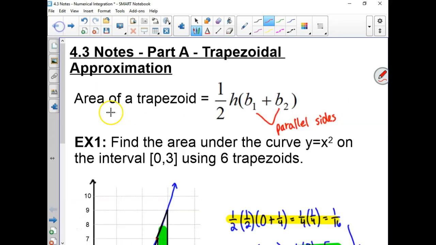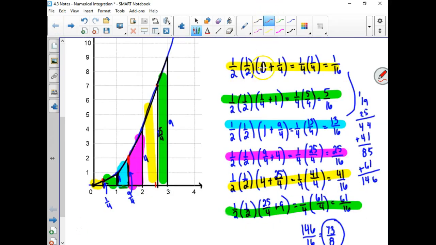So if you look here, f of 0 was 0. I only used that once. F of 1/2 was 1/4. That showed up here and here. F of 1 was 1. That showed up here and here. 9/4 is in 2 places. 4 is in 2 places. 25 over 4 is in 2 places. But 3 squared is 9, and 9 only shows up 1 time. So the first point is only going to be used once, and the last point is only going to be used once, but all of the middle points are used in 2 places.